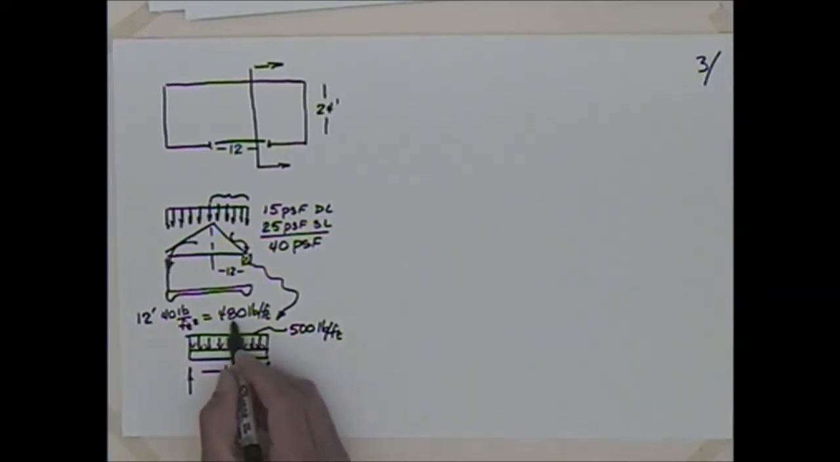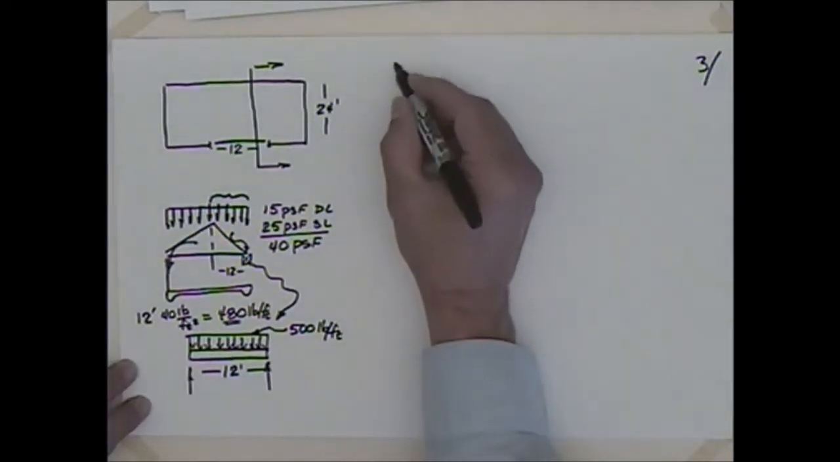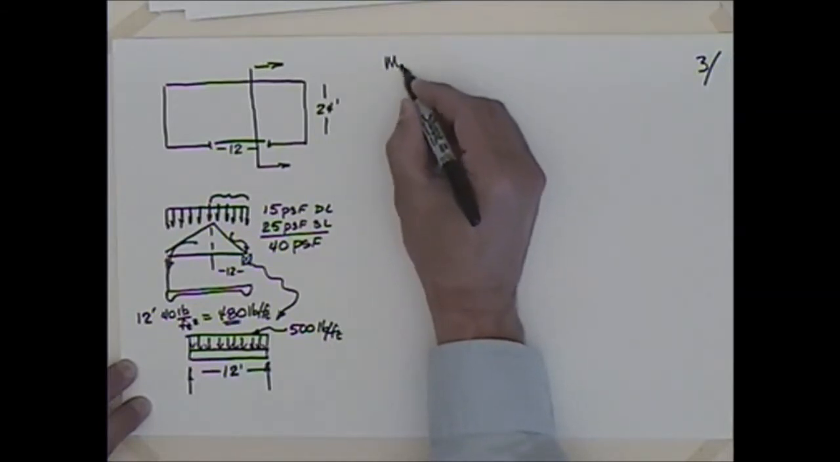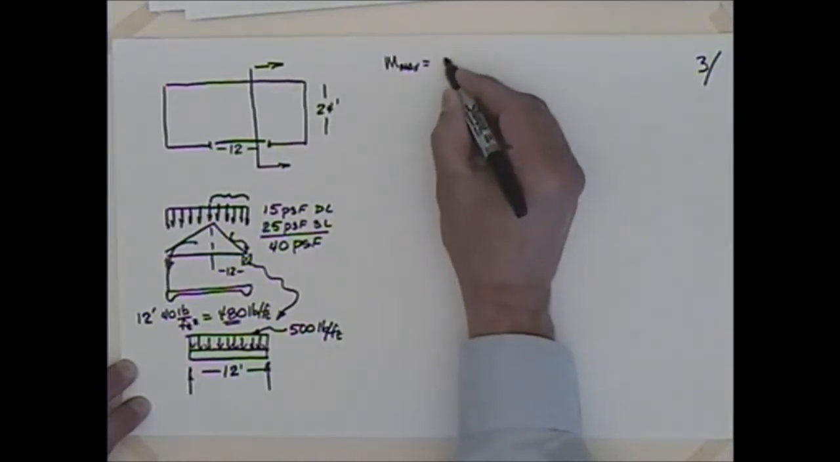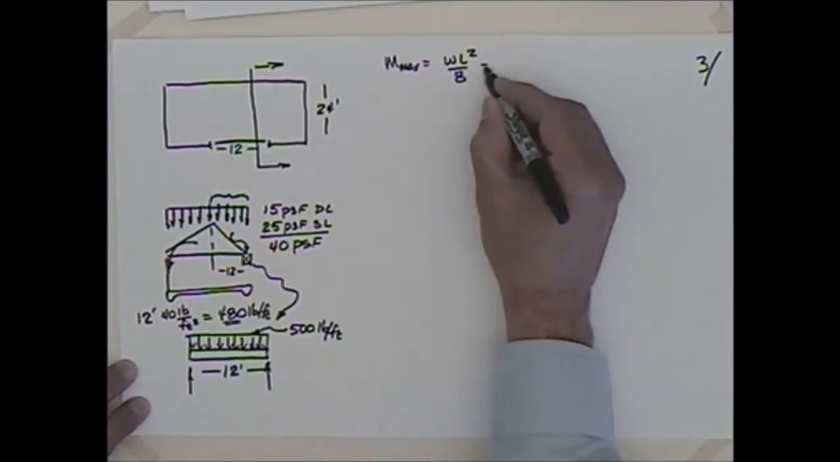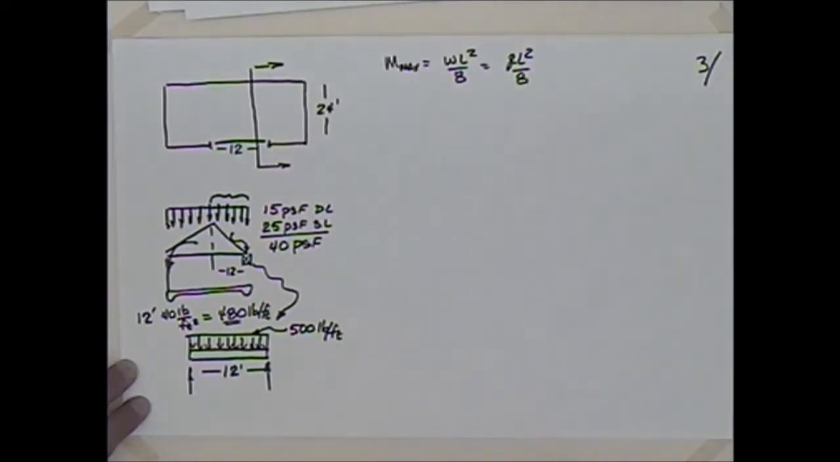So I take what we calculated at 480, I add a little bit extra to it, so I don't have to go back and worry about the dead load of the beam once I size the beam, and we should be good to go. So with that, I know from a distributed case that my maximum moment is equal to WL squared divided by 8, or QL squared divided by 8, whichever variable you like.